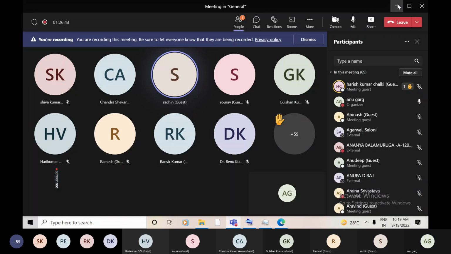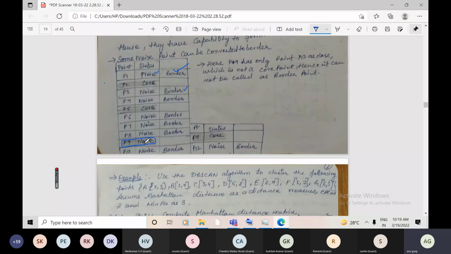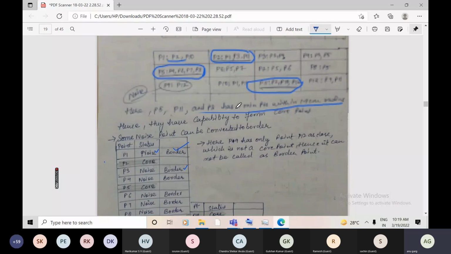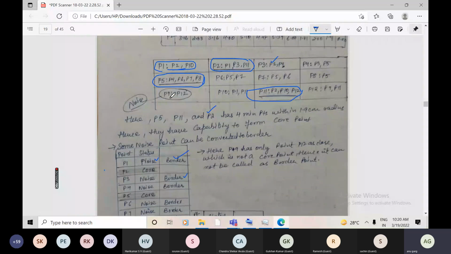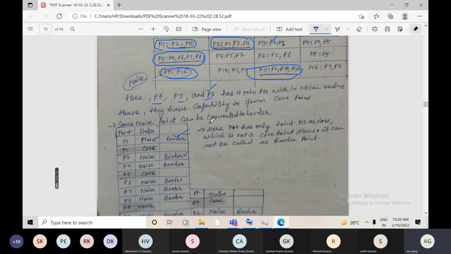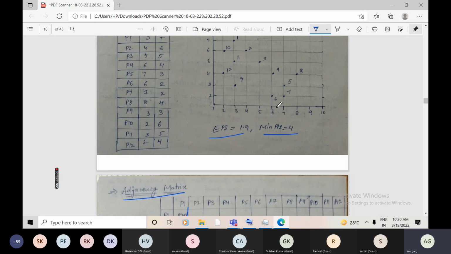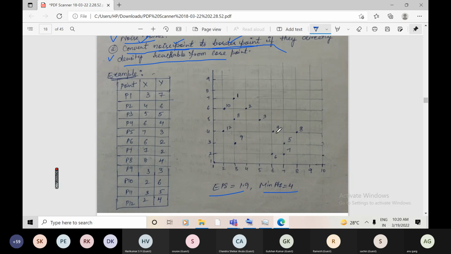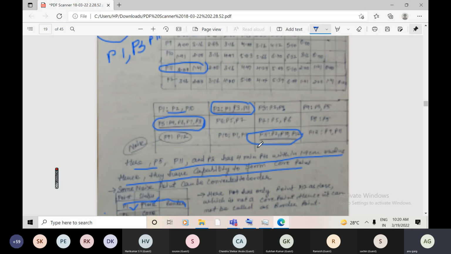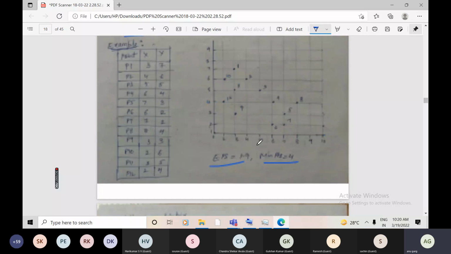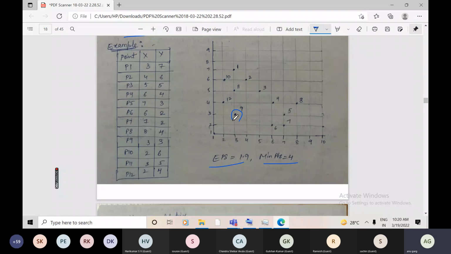So we have P9. Now if you see P9, what's there with P9? We have P12. But P12 is not a core point, right? So that's why we consider P9 as a noise point only. We cannot convert it into a border point. Which one is the noise point? Yes, P9 is the noise point.